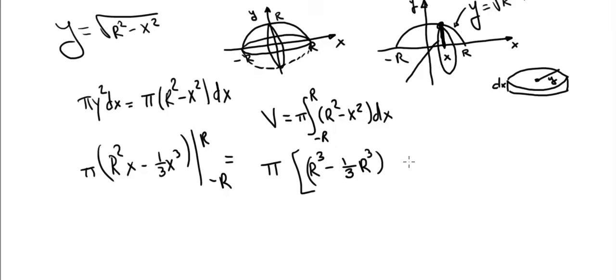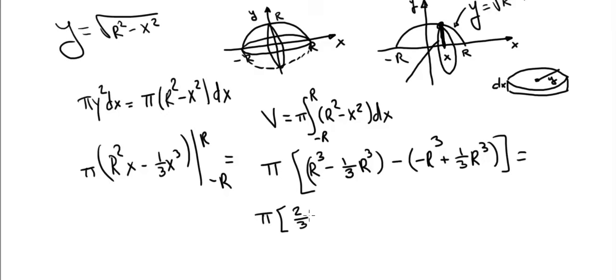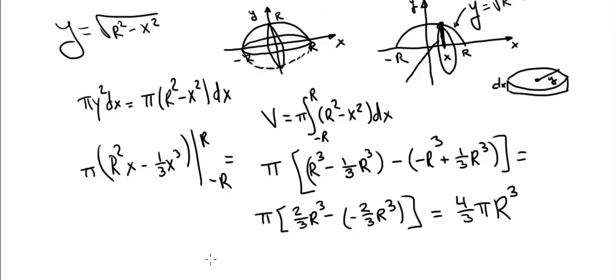That's the first part. Minus, now when we plug in minus r for x, r squared times minus r is minus r cubed. Minus 1/3 times minus r cubed gives us a plus 1/3 r cubed. And so this is pi times the first set of parentheses, which gives us 2/3 r cubed, minus a negative 2/3 r cubed. Adding this up, we get the answer, which is 4/3 pi r cubed as the volume of a sphere with radius r.